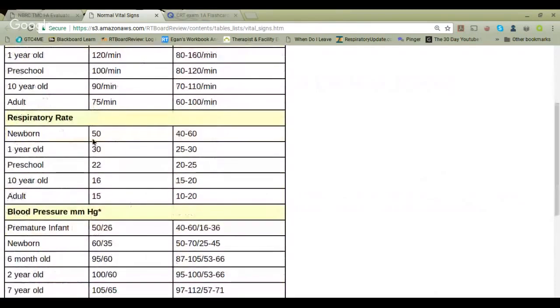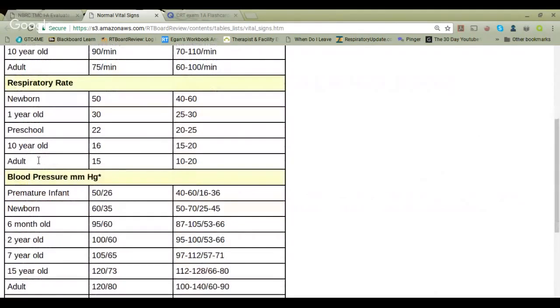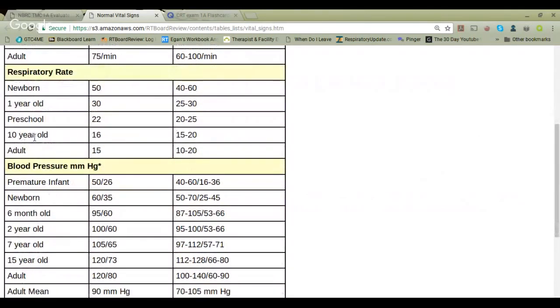Respiratory rate for newborn is 50 breaths per minute, which is 40 to 60 breaths per minute. Kids 1 year old, 30 breaths per minute, or 25 to 30. For some reason, I keep skipping the preschool. Don't really care for it because I don't have like a number to it. Kids 10 years old, respiratory rate of 16 breaths per minute, or 15 to 20 breaths per minute is the range. And for adults, it's 15 breaths per minute, or 10 to 20 breaths per minute. In class, my teacher taught us 12.